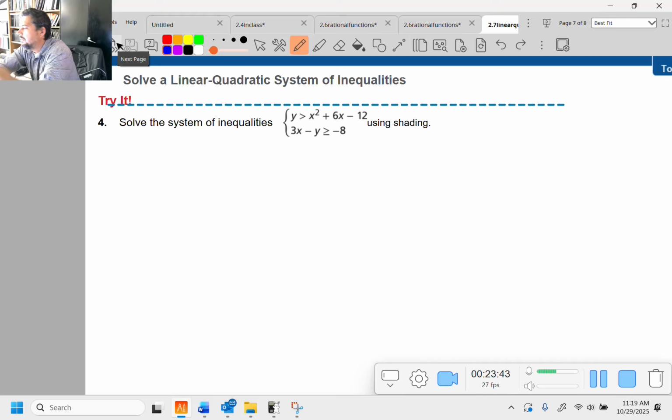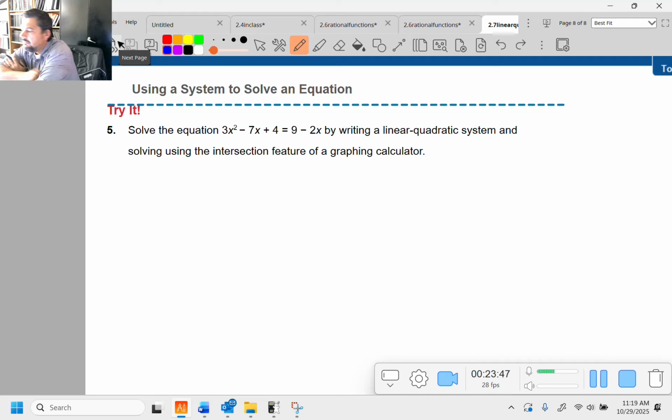We're not going to do this one to save a little time. Solve this system by writing a linear quadratic system and solve using the intersection feature of the graphing calculator. And this is something we've already done in class before. Solve this system by writing a linear quadratic system.